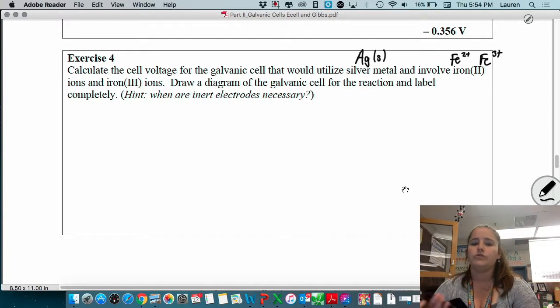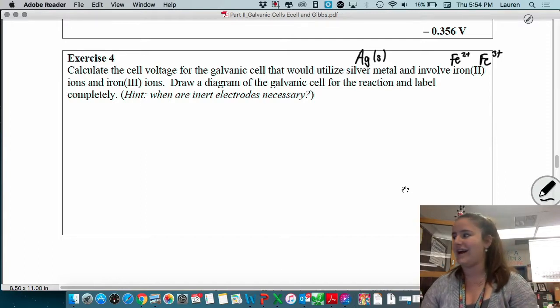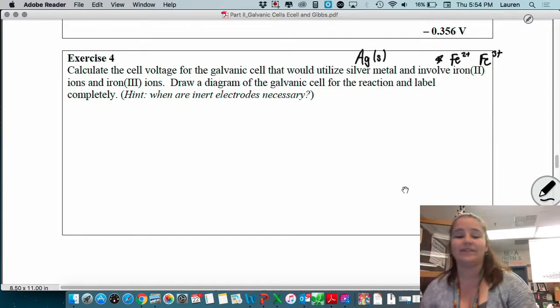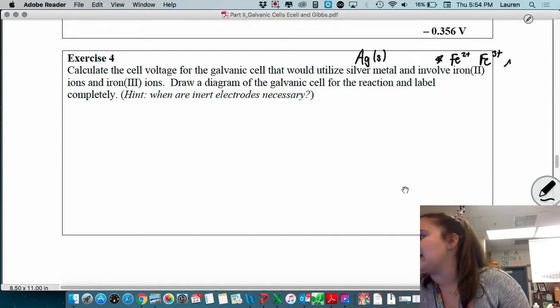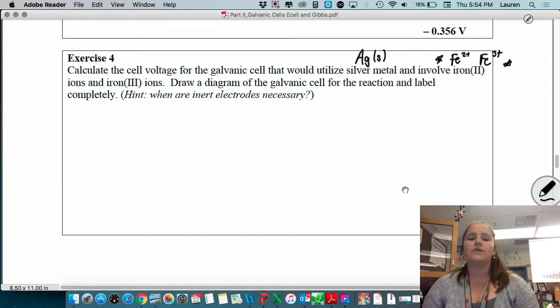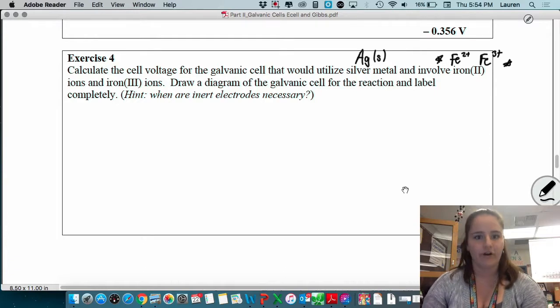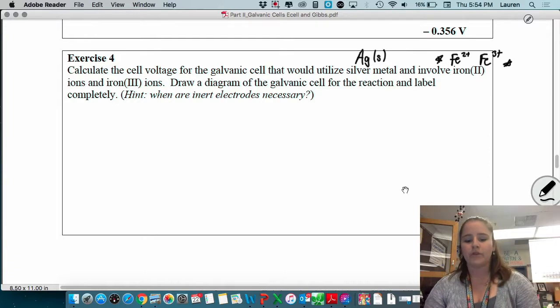Okay. So inert electrodes are necessary when you don't want the metal to be involved, when you're just going from one ion to another ion, such as the case with the Fe2 plus and Fe3 plus. So let's go ahead and figure out the reactions that are involved here. Okay, so I'm going to try to do them off to the side because we're going to actually draw the picture in the main space here.